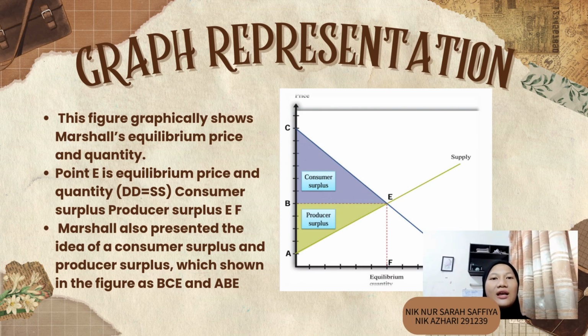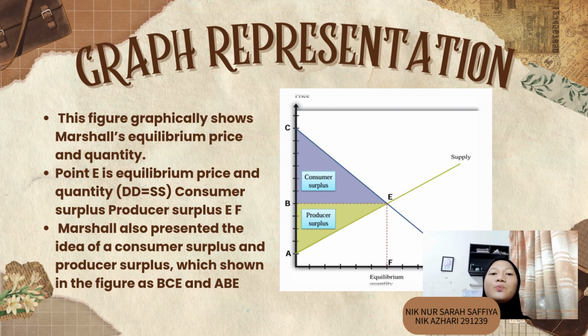Imagine a graph as a simple marketplace. One line slopes upwards, representing supply. As price rises, sellers offer more. Another line slopes downward, showing demand. As price falls, buyers want more. Where these lines intersect is the magic spot. We call it the equilibrium.